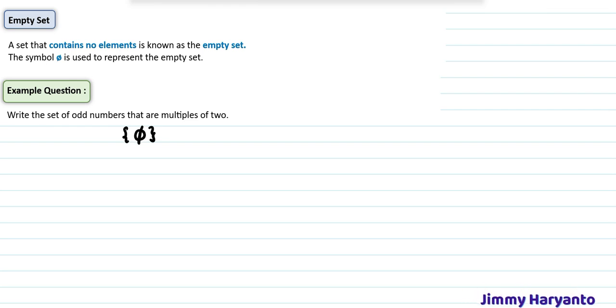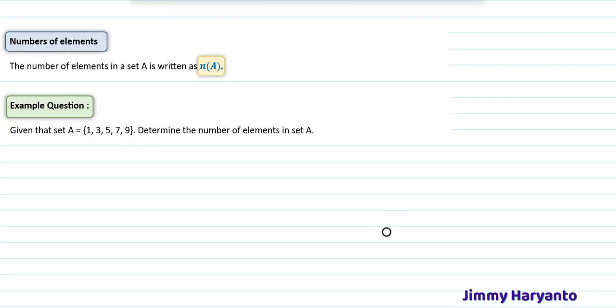Okay, and then the number of elements. The number of elements in a set A is written as n(A). So if you have set A as 1, 3, 5, 7, 9, that means the number of elements in set A is 1, 2, 3, 4, 5. We have 5 elements, that means n(A) equals 5.